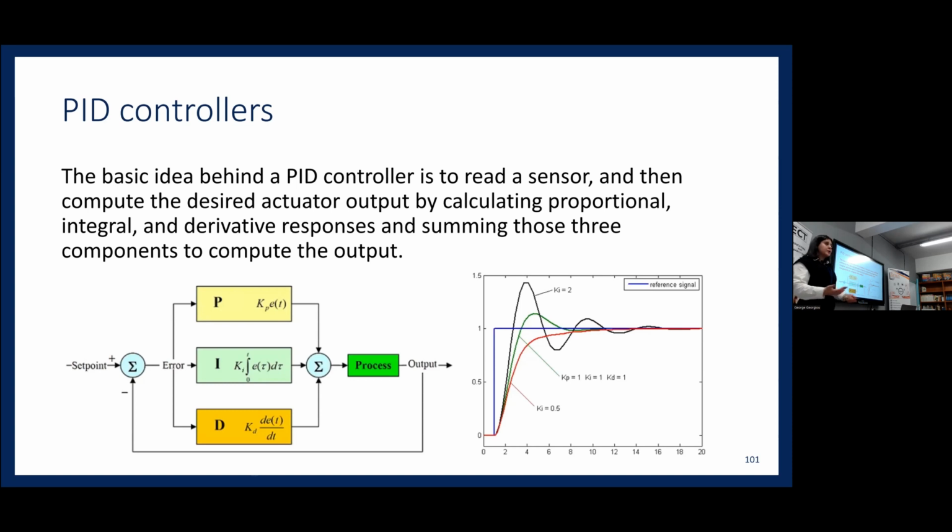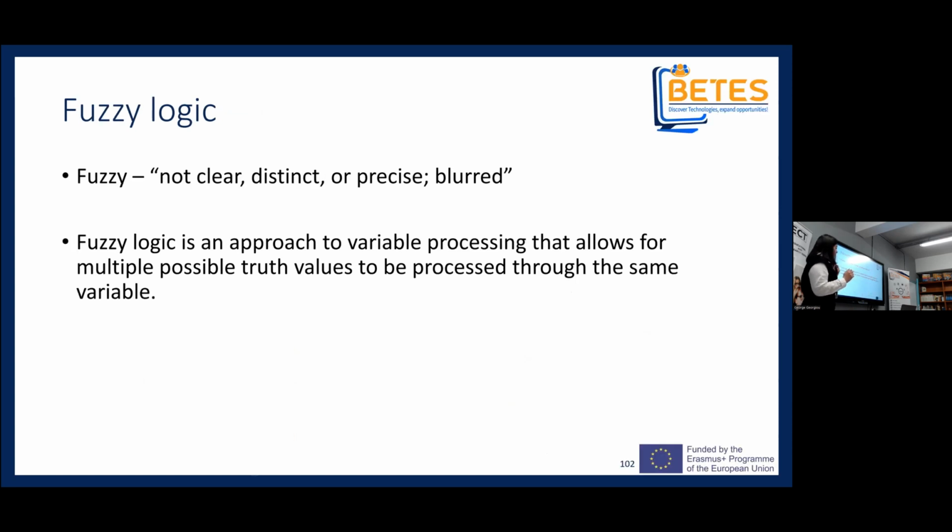What we need is something that has less maths. It's more simple. So there's another concept that's called fuzzy logic. Fuzzy means not clear, distinct, or precise. It is blurred. And in robotics it is an approach to variable processing that allows for multiple possible truths, multiple truth values to be processed through the same variable.